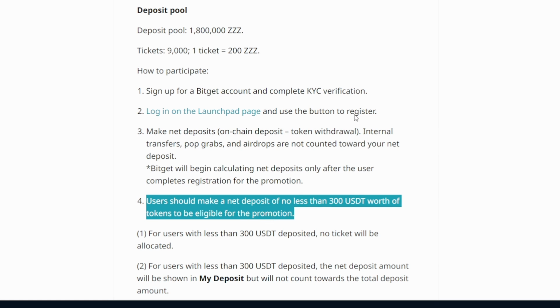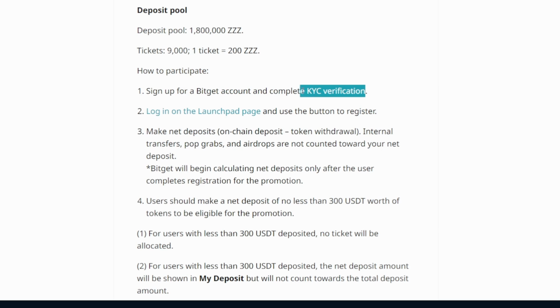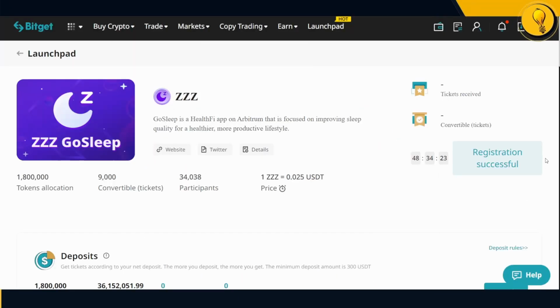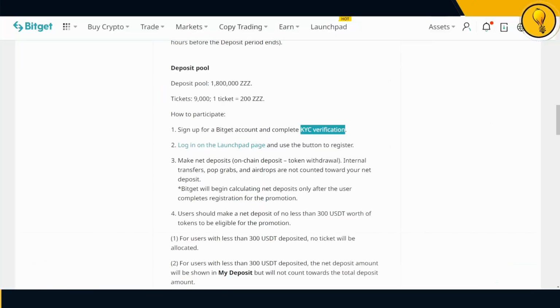Okay, in addition to that, guys, you are going to have to go through KYC verification. To register for this ICO, I actually had to go through KYC verification, which is around a 15-minute process. It was very quick, very snappy, but you are going to have to be KYC verified in order to take part in any of the ICOs, not just this one.